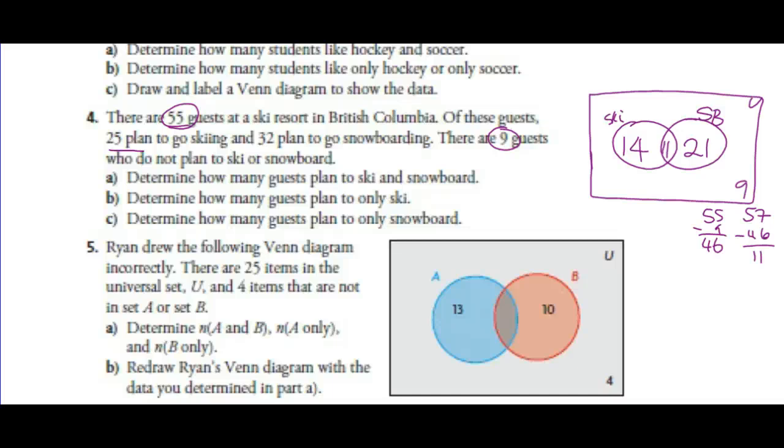How many guests plan to ski and snowboard? So ski and snowboard is 11. How many guests only ski? 14. Only snowboard? 21. Okay, 25 items, so what do we got to do? The 25 items in universal set and 4 items that are not in A or B.